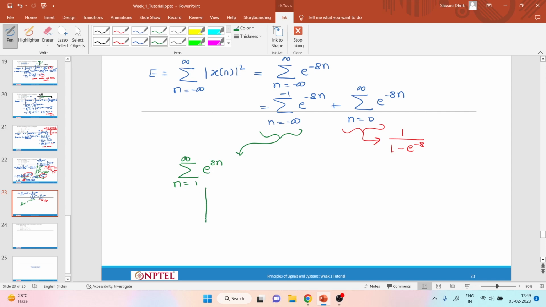Now if we graphically look at this function, at n equal to 1 here it will be e power 8, then at 2 it will be e power 16. That is, each of its terms will tend to infinity, and therefore this entire summation will go to infinity, which means that again this energy will tend to infinity, and therefore it is not an energy signal.